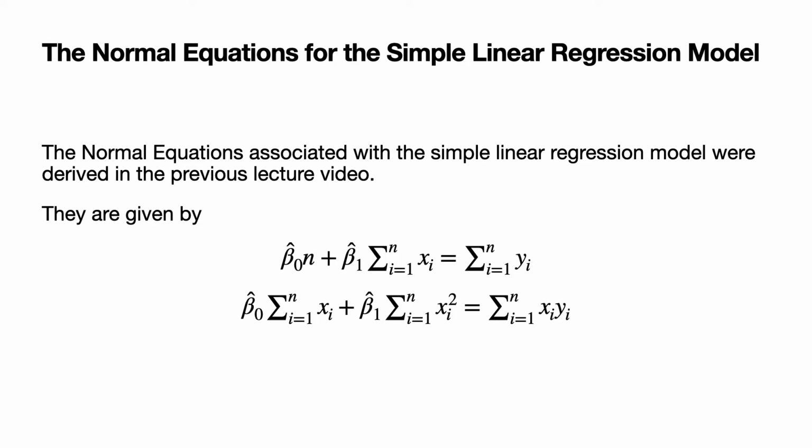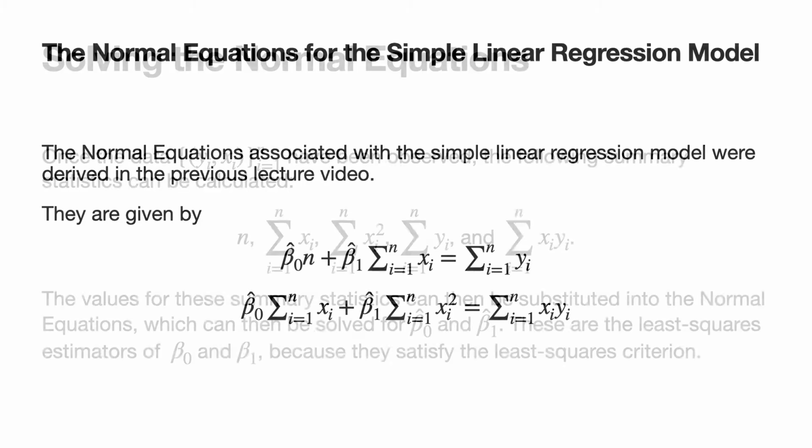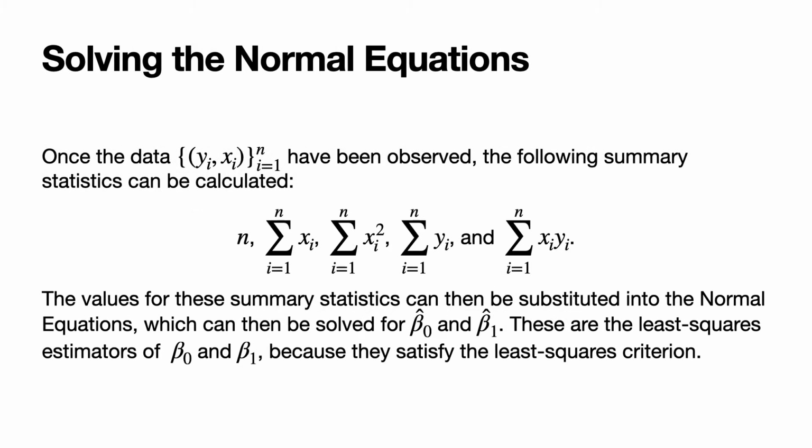Now, this system of equations, comprising the normal equations, involves the two beta parameters as well as a number of summary statistics. Once the data have been observed, we can calculate those 5 summary statistics, again being the overall sample size, the sum of the x's, the sum of the x squared values, which is also called the uncorrected sum of squares of the x's, the sum of the y values, and then the sum of the products of the corresponding x and y values, which is also called the uncorrected sum of products.